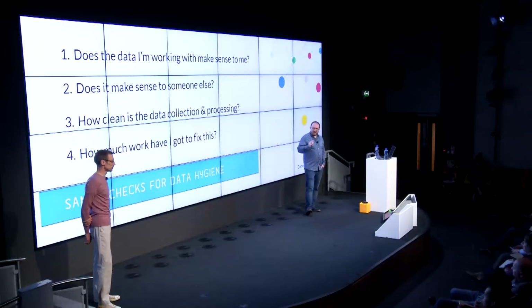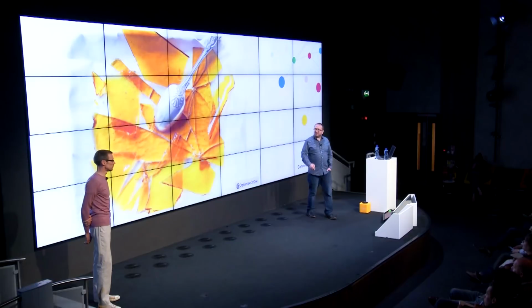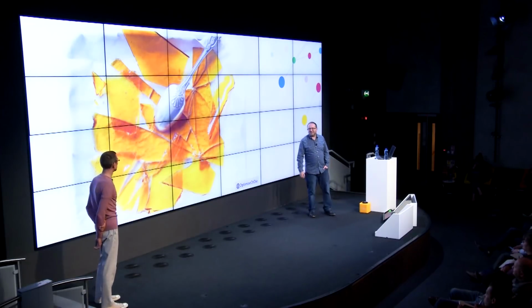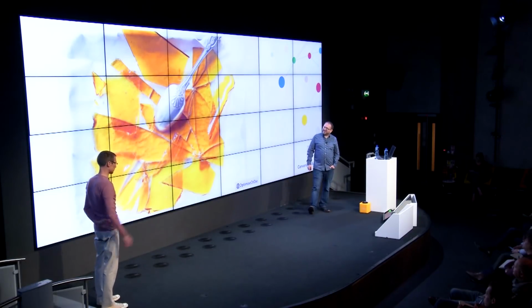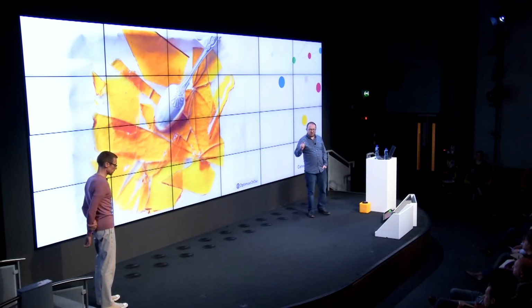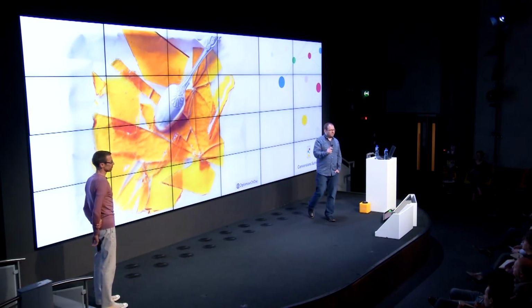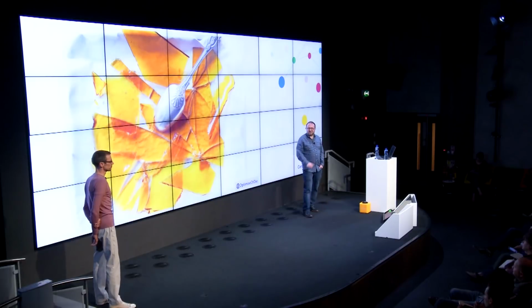How clean, and this touches on the data collection that Craig talked about, how clean is the whole data collection and processing stream? And most importantly, how much work am I going to have to do to fix this before I can even start analyzing the data? And as we go through, we've got a couple of examples here. So, does your data look like this piece of toffee? Fragmented into tens, hundreds of thousands of pieces that we're going to have to stitch together before we can even start working on it.